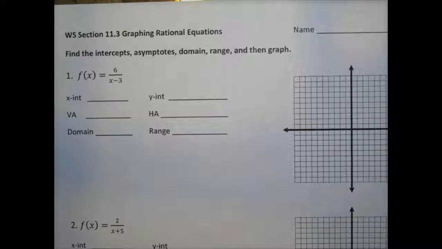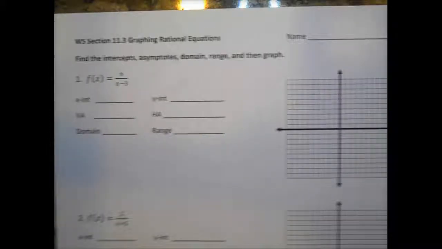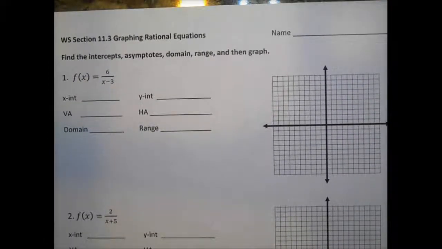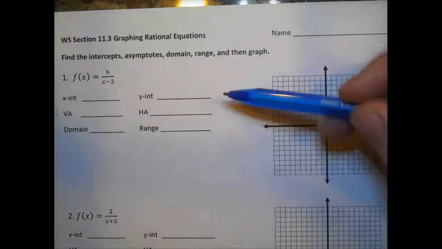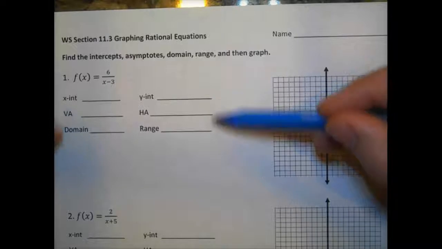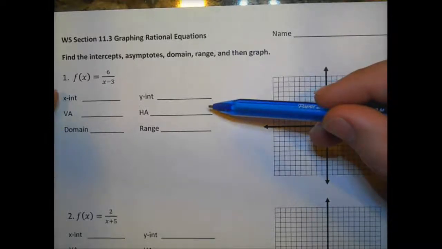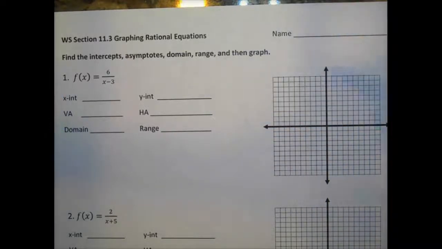Zoom out just a minute. All righty, we'll use this. So I usually go through and find everything on this left-hand side here. I find my x-intercept, I find my y-intercept, my vertical asymptote, horizontal asymptote, throw all that on the graph, and then I see what my graph looks like.